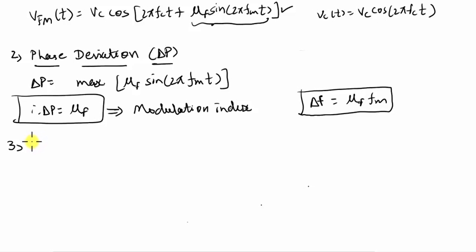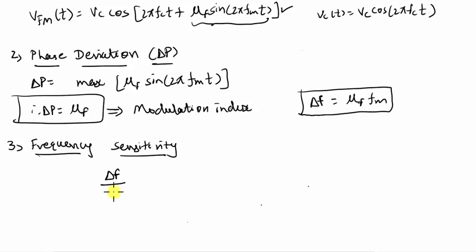We will next define again a very important parameter, which is called frequency sensitivity. Let us define it first and see what notation we use to represent frequency sensitivity. It is defined as the ratio of frequency deviation, which was written as delta f, to the maximum amplitude of the modulating signal.